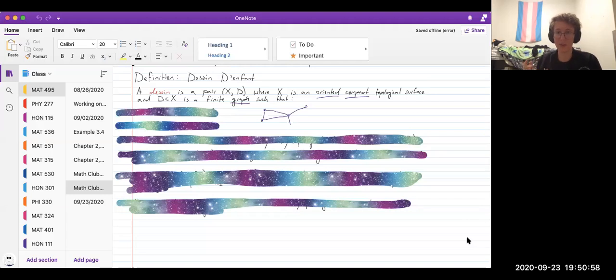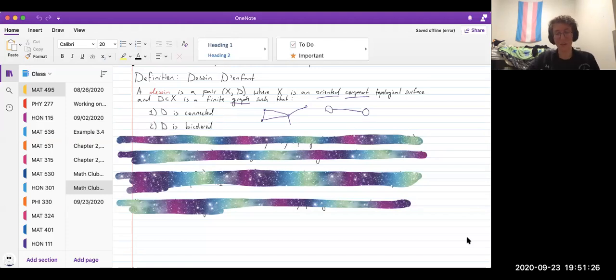So we have a surface and we have a graph on the surface. And the conditions that need to be met is, first of all, the graph D has to be connected. What that means is that you can't have two separate islands floating around. They have to be connected together. So connected basically means exactly what it sounds like it means.